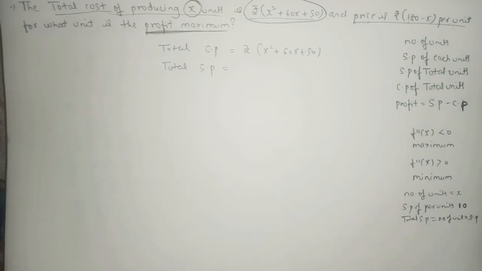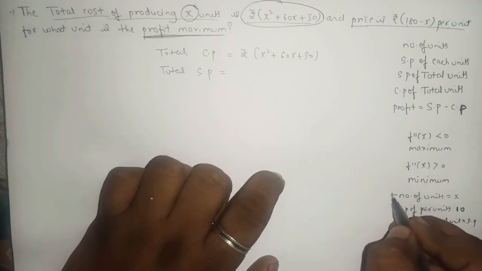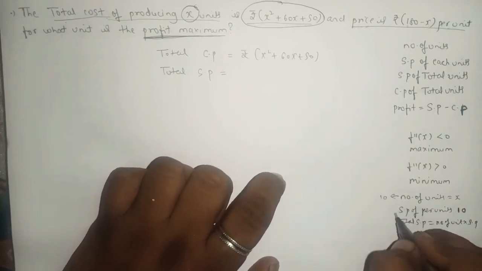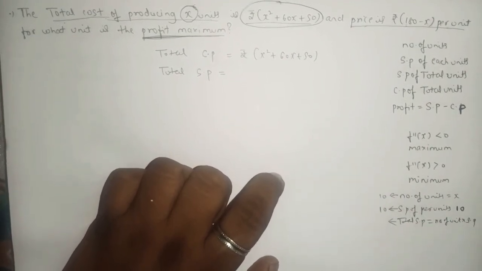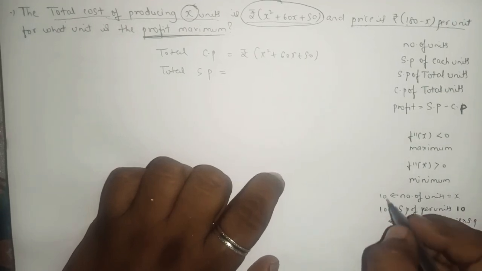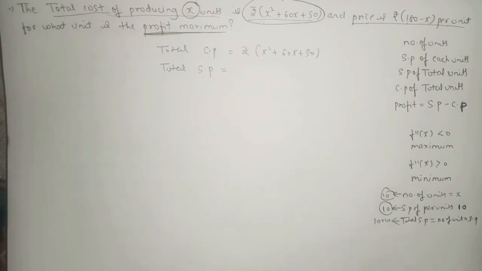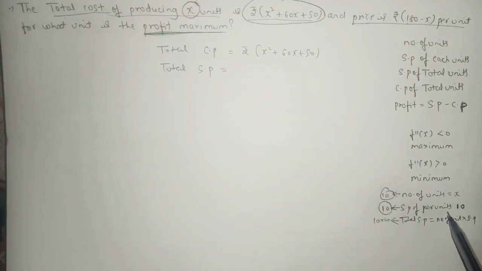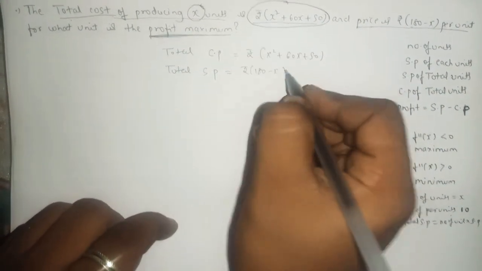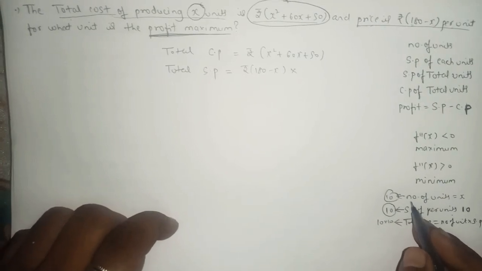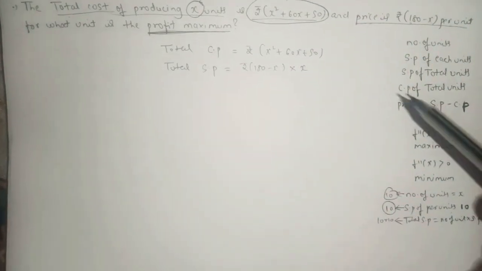In simple language, suppose we have the number of chocolates as 10 and the selling price for per chocolate is 10 rupees. So what will be the total selling price? You will multiply these two numbers to get the answer. 10 into 10, so that will be 100. So see, the selling price of the per unit is what? Here the selling price per unit is rupees 180 minus x, into the number of chocolates, that means number of units, which is x.